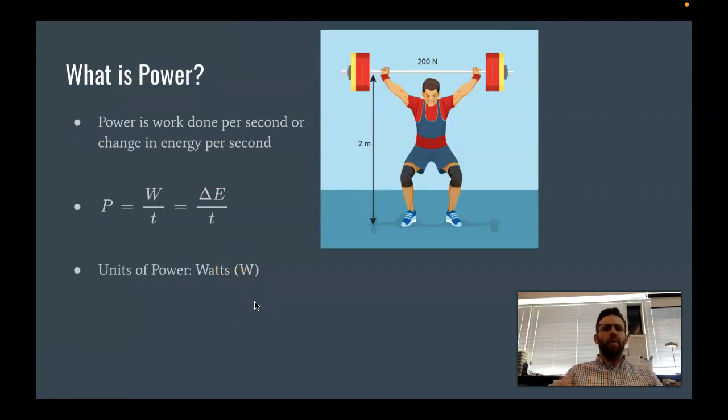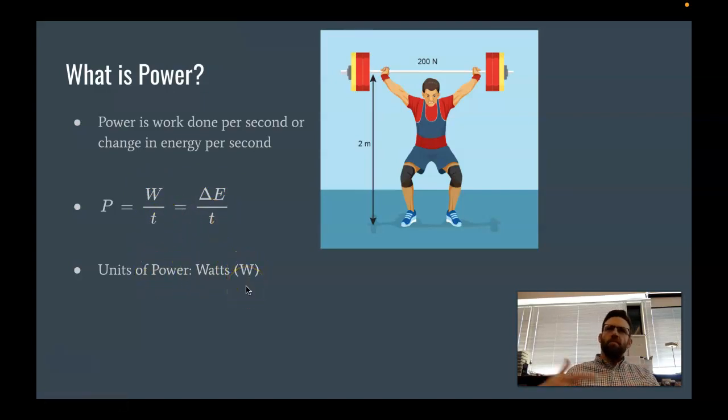All right, so what is power? Power is work done per second, or a change in energy per second. If you looked at that in terms of an equation, you take your work and you just divide it by time. Or you take your change in energy and you divide it by time. And our units of power are watts.